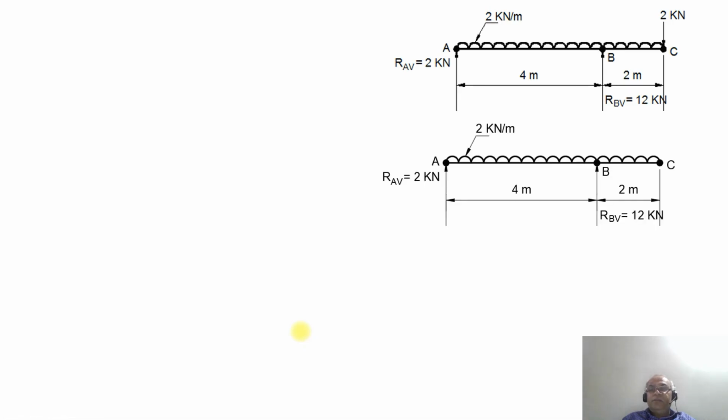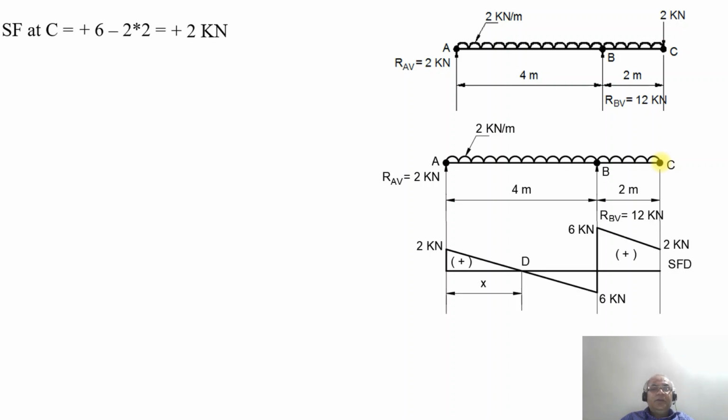Now we will consider between B and C. We will not consider the point load at the point C, the vertical downward load of 2 kilonewton. We are not considering that. So when you're considering the SF at the point C, it will be plus 2 minus 2 into 4 plus 12, that means you're going to have plus 6. Then minus 2 into 2, it becomes plus 2 kilonewton. So therefore, we can see the SF varies from plus 6 to plus 2 kilonewton because due to the uniformly distributed load, it varies from 6 kilonewton to 2 kilonewton at the point C.